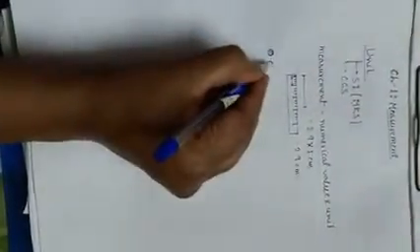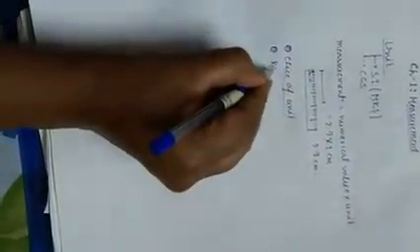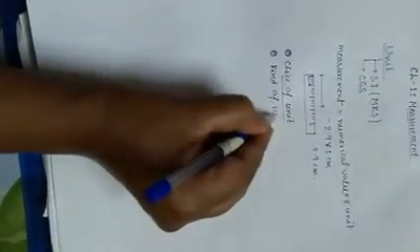Now the types of unit. I am writing the name of the topic here, that is choice of unit. You have to read this, the choice of unit. So the next topic is the kind of unit. Basically there are two types of unit. One is the fundamental unit, and another one is the derived unit.